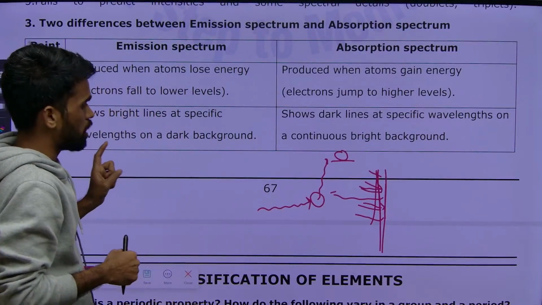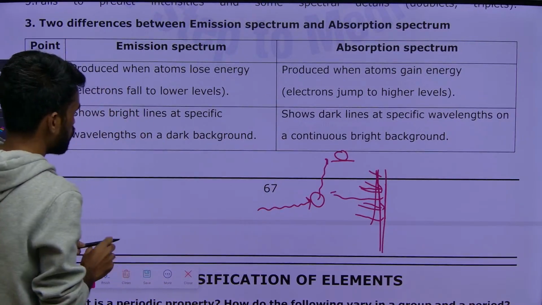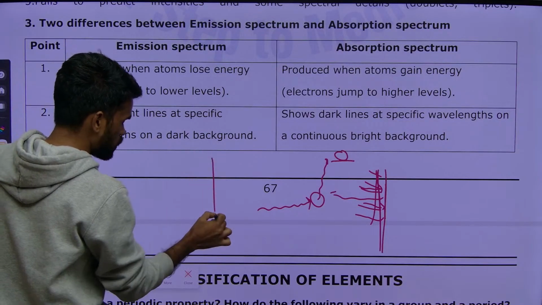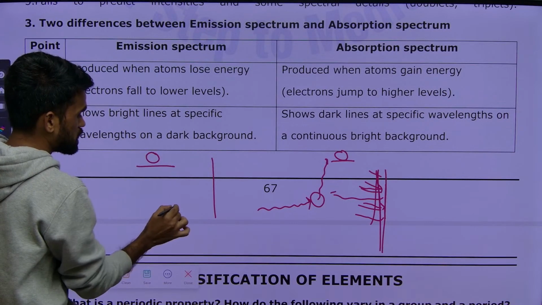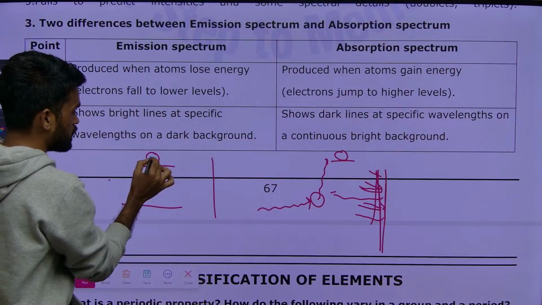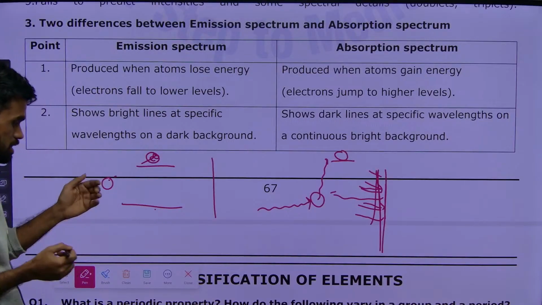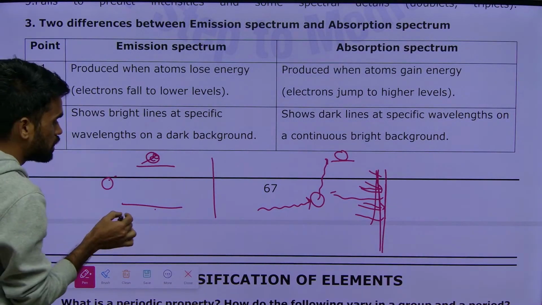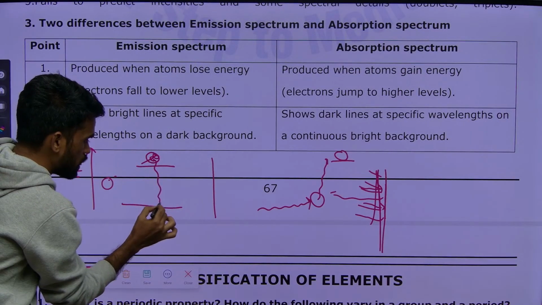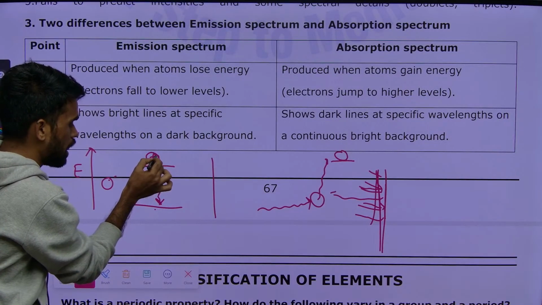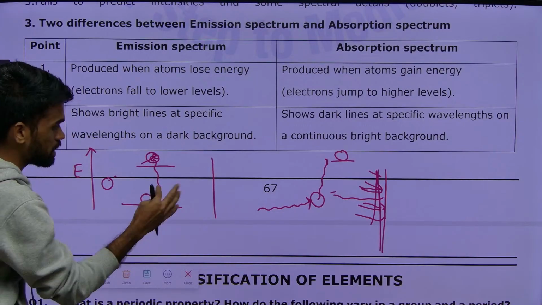Now, when it comes to emission spectrum, it will be somewhat opposite to the absorption spectrum. Look here, again we are taking the same photographic plate. Here the atom is in its excited state, or the electron of an atom is in the excited state, and I am saying this is its ground state or lower energy state. Now consider this electron falling from the higher energy state to the lower energy state, or it goes excited and comes back to its original state. When it is coming back to its original state, what happens? It releases some energy.